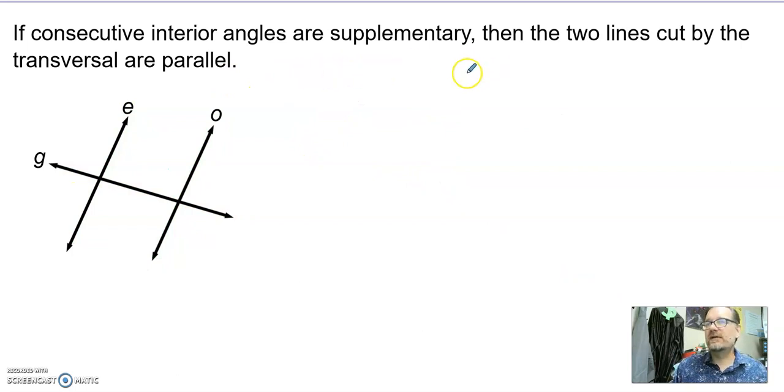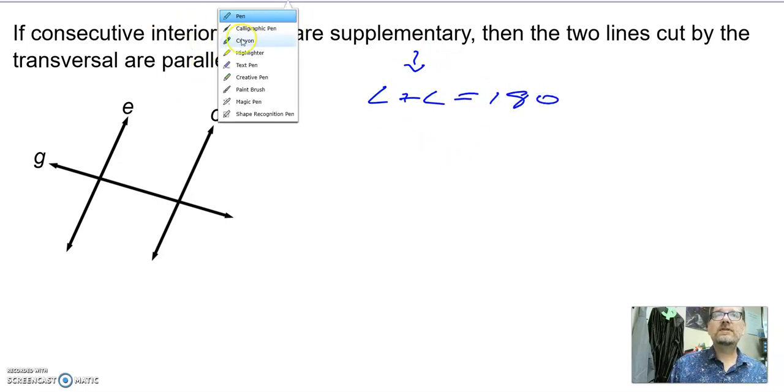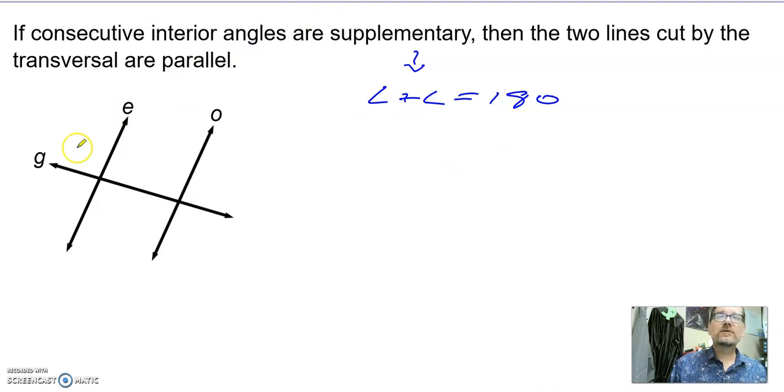Consecutive interior angles are supplementary. Remember, supplementary means angle plus angle equals 180. So consecutive interior angles, let's find those angles. Highlight my transversal, shade on the inside. Both the angles have to be on the inside, and they need to both be on the same side of the transversal.